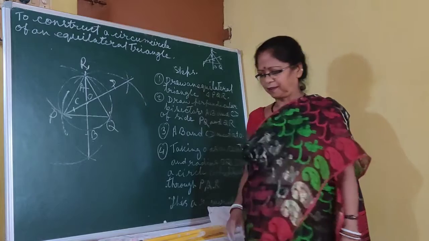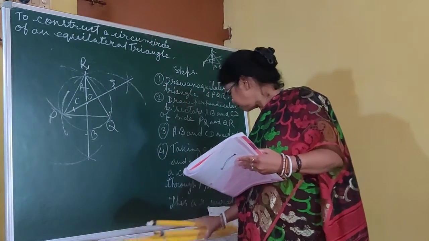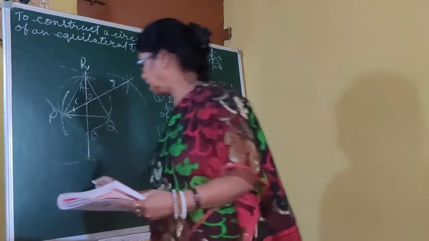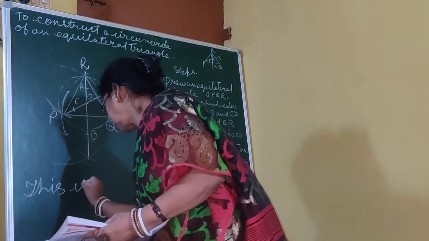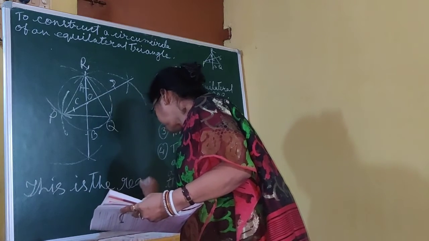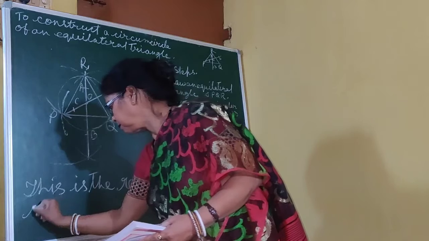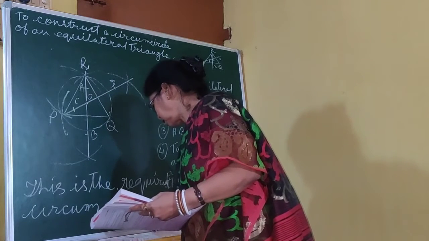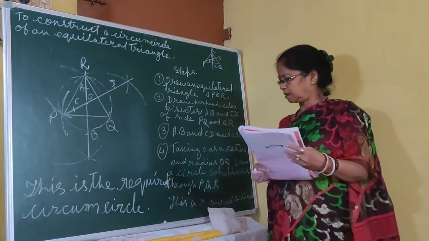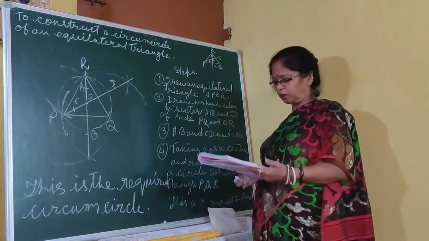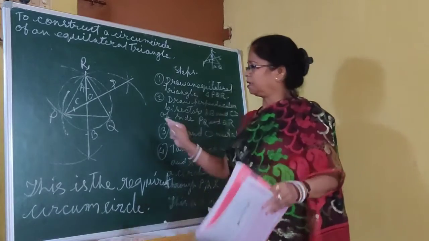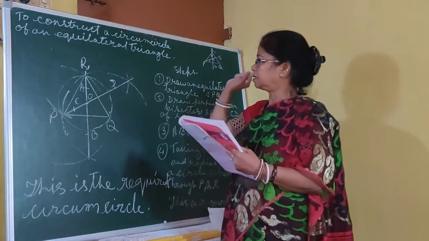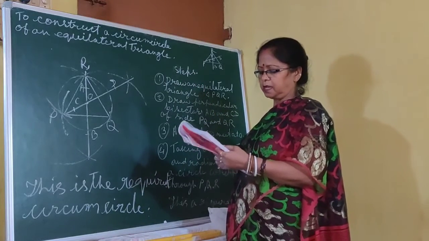So, this is the required circumcircle. The triangle is inside the circle. And one more construction is there. A circle inside the triangle is called the incircle of a triangle. This is the circumcircle of an equilateral triangle, and this is the incircle of a triangle.